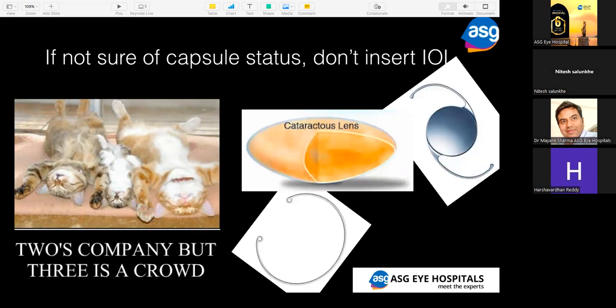Now, suppose there are times when you're not able to assess the capsular status and you're not sure, then please do not insert the IOL. It's definitely better to have a good aphakia than to try and manipulate too much and cause more problems. There are times when people, in the desperation to put a lens, will put in CTRs, they'll try everything, suture the lens. Do not do that. There's no problem. The lens can always be implanted in a second sitting.